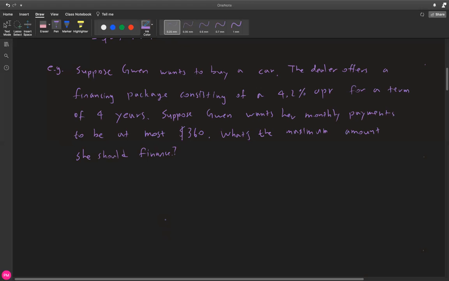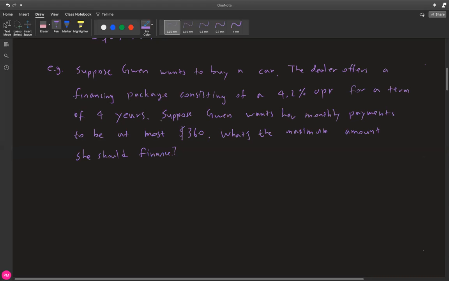So it's a different type of scenario, because without knowing what kind of car or how much the car costs, she is being responsible and she wants to limit her monthly spending. This is a very ideal situation. Knowing that the APR is 4.2% for 4 years, and she does not want to spend anything over $360 a month, the question here is what's the maximum amount she should finance?